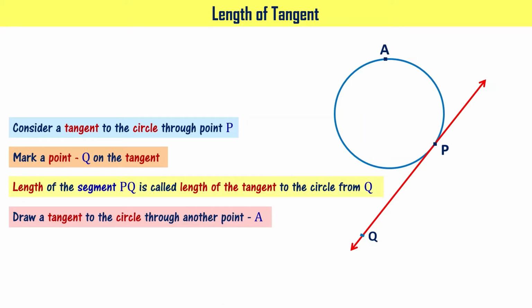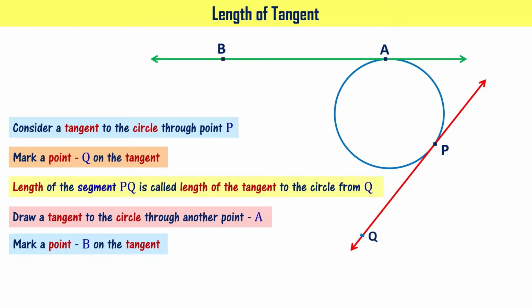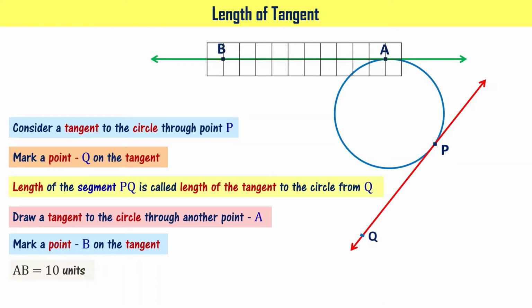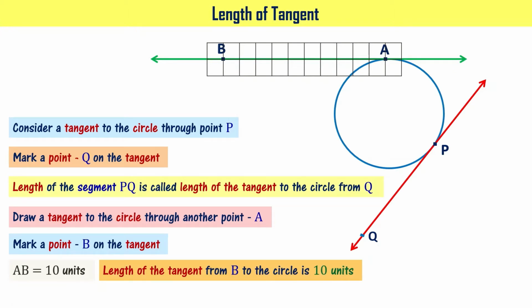Let's draw a tangent to the circle through another point, that is A, as shown here, and mark point B on the tangent. As you see here, length of line segment AB is 10 units, right? It means the length of the tangent to the circle from point B is 10 units. Or in other words, you can say that the length of the tangent from point B to the circle is 10 units. Please note this.